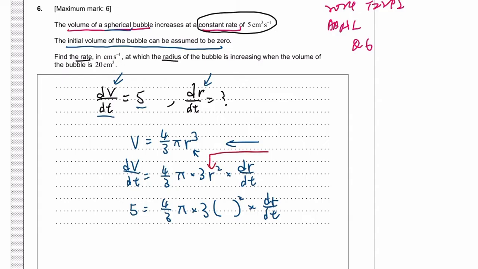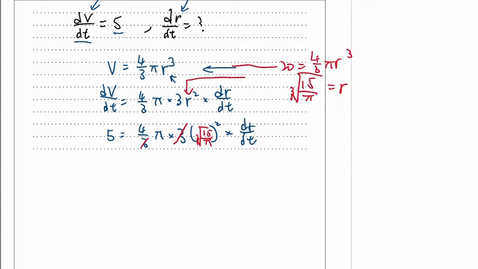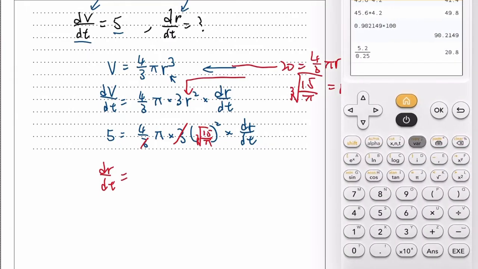This is where you use the fact that they want the rate of change of the radius when the volume is 20. So when the volume is 20, if you sub into the formula, you get 60 divided by 4, that's 15, right? So r is the cube root of 15 over pi. And then you just divide everything away. You get a value for dr/dt, and that should be the answer.